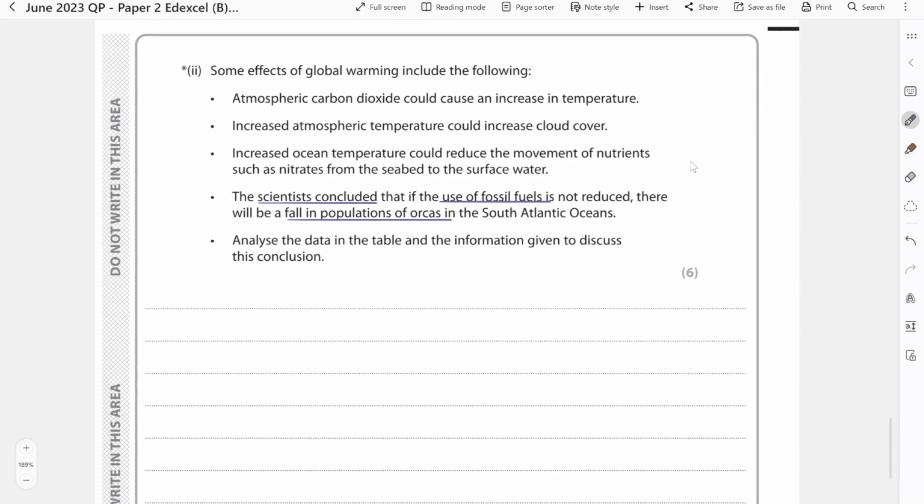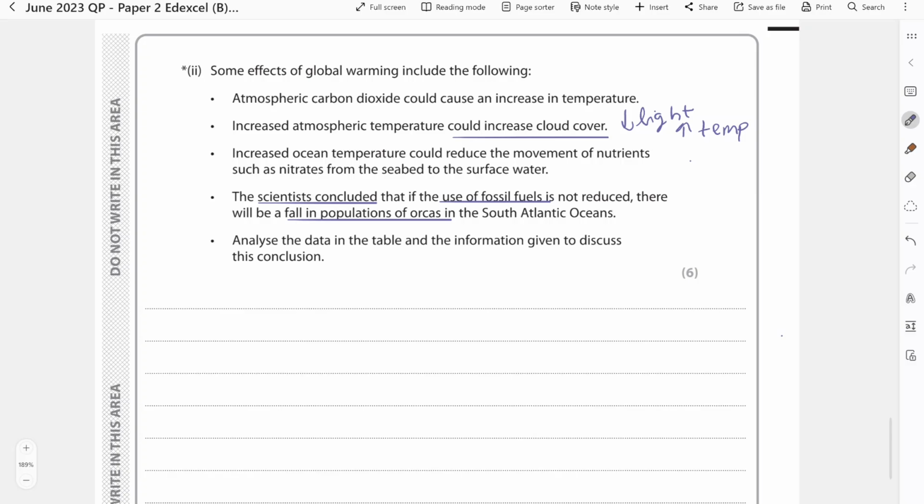So let's go back to the question. If we look at the second bullet point, we can see that an increase in atmospheric temperature leads to an increase in cloud cover. This is because more water is evaporating and therefore more clouds would form. If there are more clouds, that decreases the light intensity. So again, you have that combination of low light intensity and high temperatures, which leads to a lower net primary productivity or lower NPP.